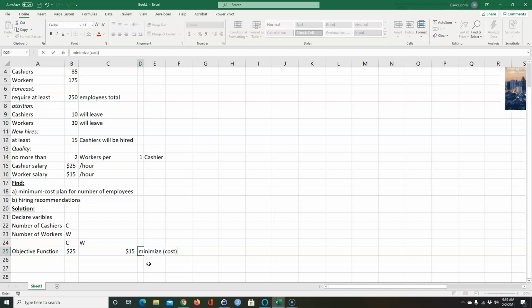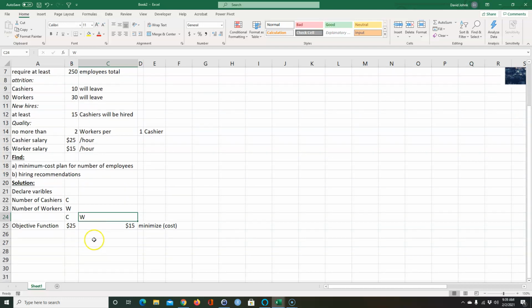Right? In a business, you want to minimize your costs, so we want to minimize this objective function. $25 times the number of cashiers plus $15 times the number of workers is going to equal my total salary. And we could say just working for 1 hour. It doesn't matter if you say 1 hour or 40 hours. Just say for 1 hour of them employed, that's what it's going to cost.